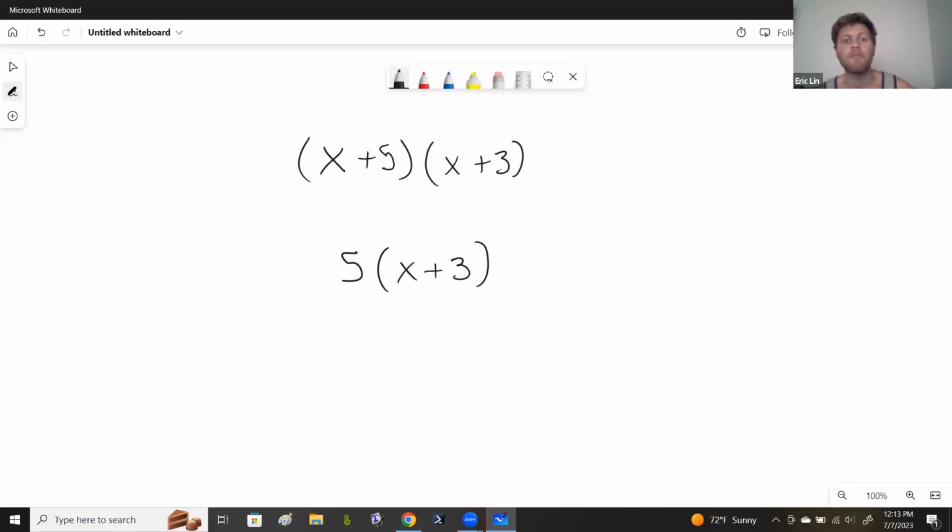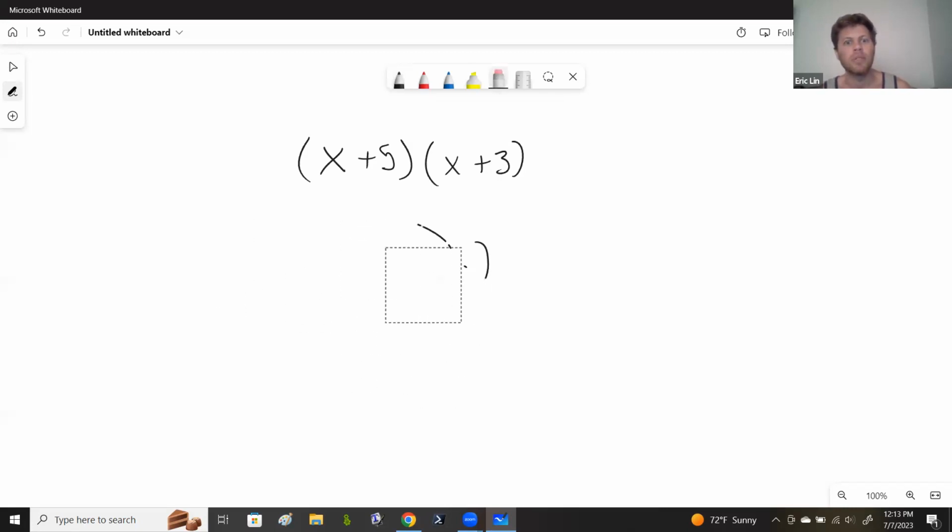Now, just a reminder of regular distribution. If I have something like this, I have 5 and then x plus 3 in parentheses. Because there is no symbol between the 5 and the parenthesis, I assume it's multiplication. To do this, I will distribute the 5 to both the x and the 3. So I'll take 5 times x, which gives me 5x, and 5 times 3, which gives me 15. And that is the appropriate way to handle this operation.